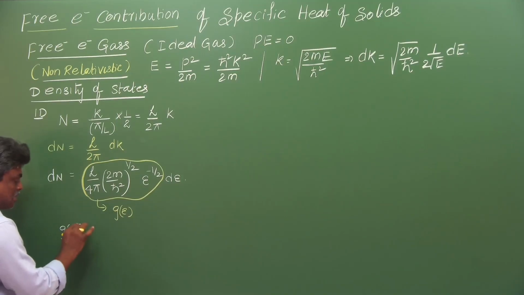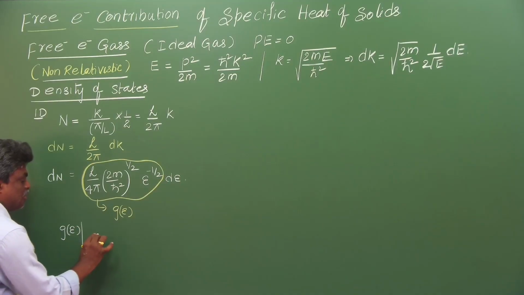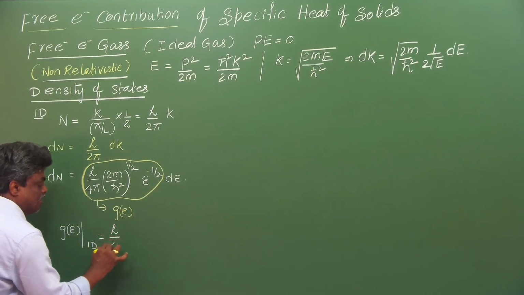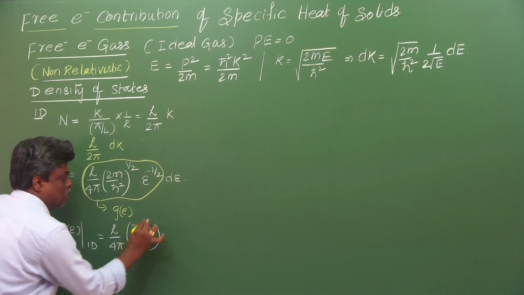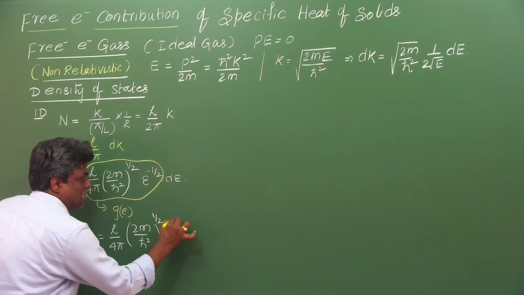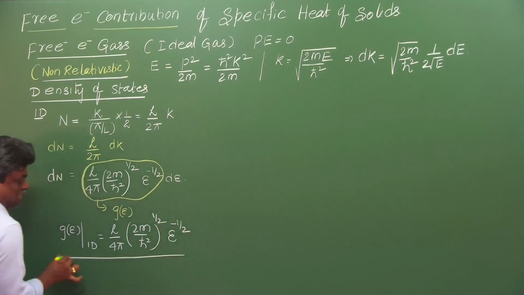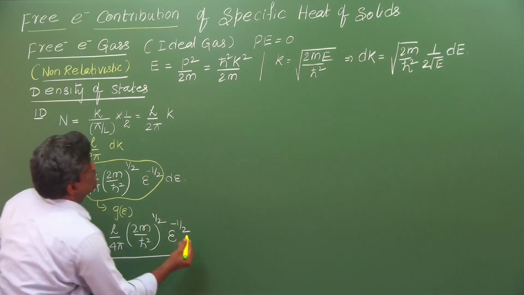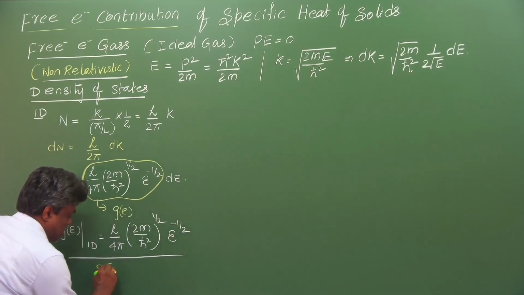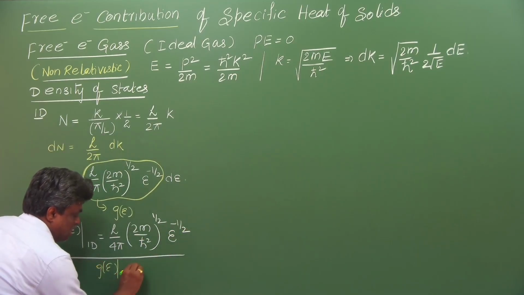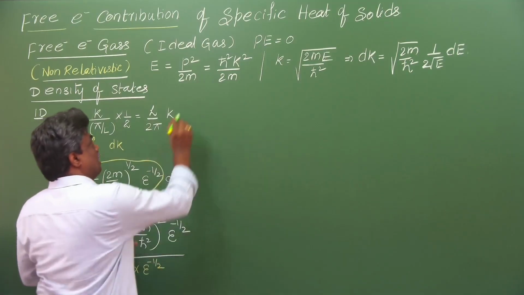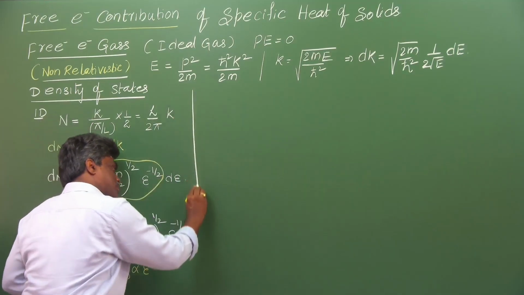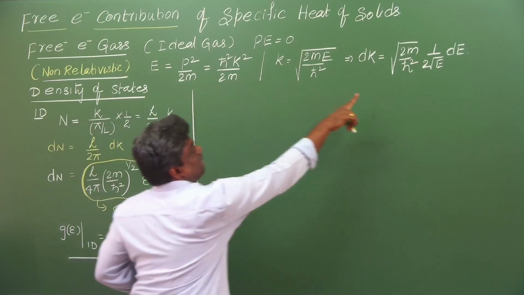Must remember, this is the G of E in one dimension: L by 4 pi, into (2m by h cross square) whole power 1 by 2, e raised to minus 1 by 2. So finally, this implies G of E in one dimension is proportional to e raised to minus 1 by 2. Like this, I request you to do it for 2D and 3D.